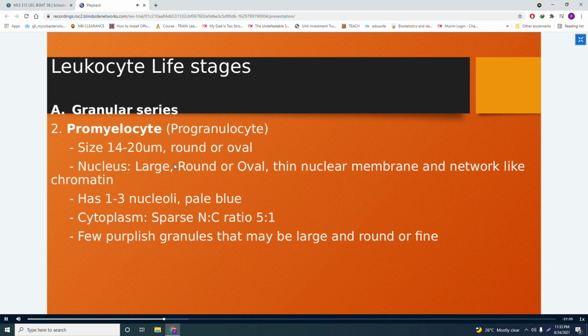The size, the color, characteristics of nucleus, the number of nucleoli. Okay, plus. Okay.